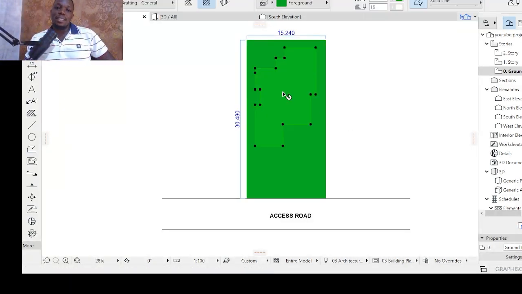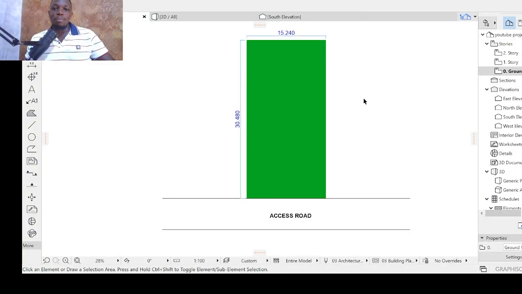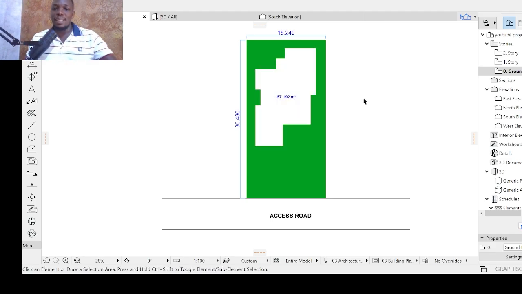Now, let me give you an example. I have a house here that we are going to use as a case study. So, this house is sitting on our plot. The green is the plot, and then I have placed our house like that.